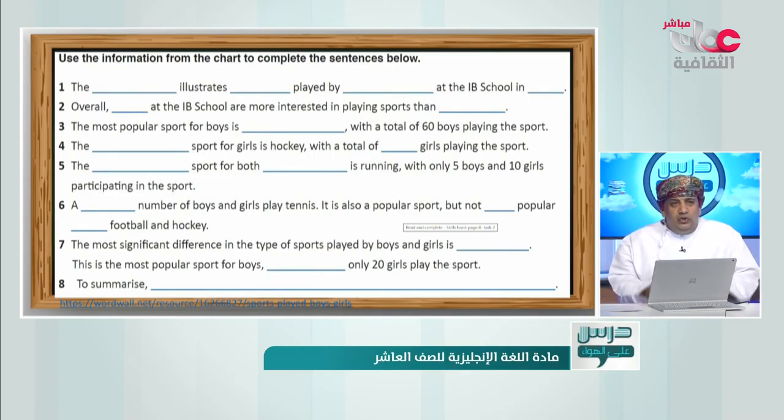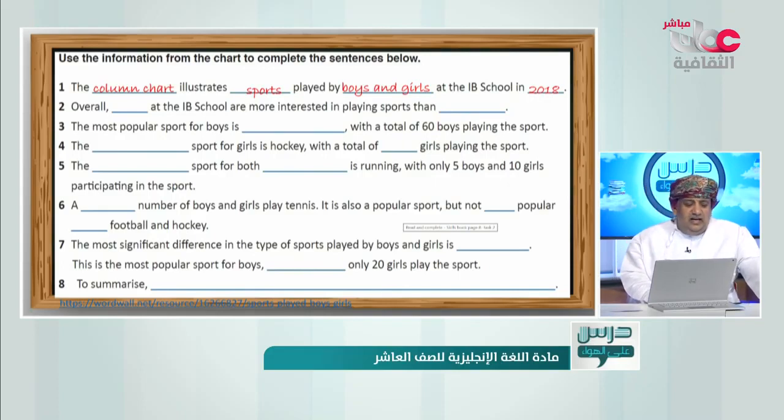Okay, we want to put some words. If you remember, what's the type of this chart? It's the column chart. Very good. The column chart illustrates what? Sports. It illustrates sports played by boys and girls at the IB school in which year? Yes, it's in 2018. So this is the first sentence in your writing. Then you will write about the total, or the most and the least.